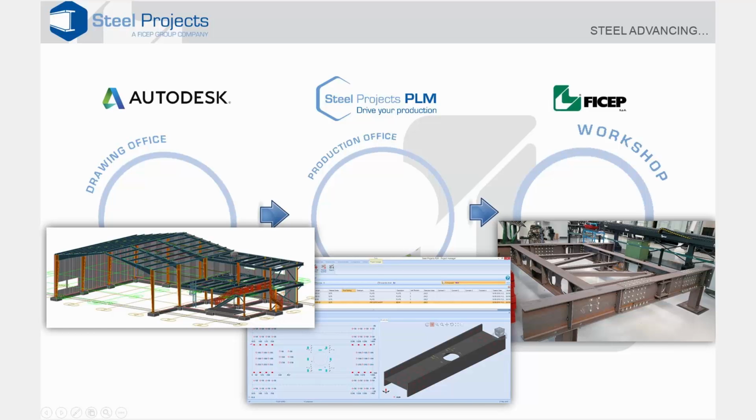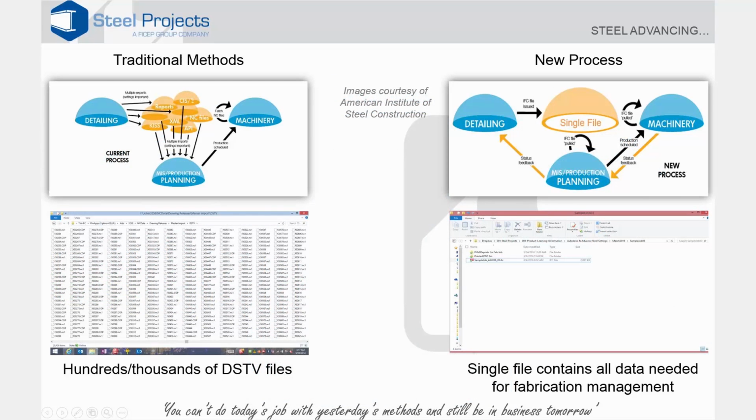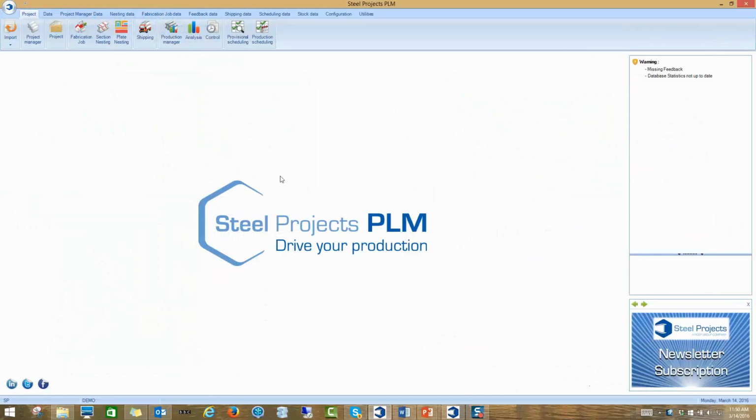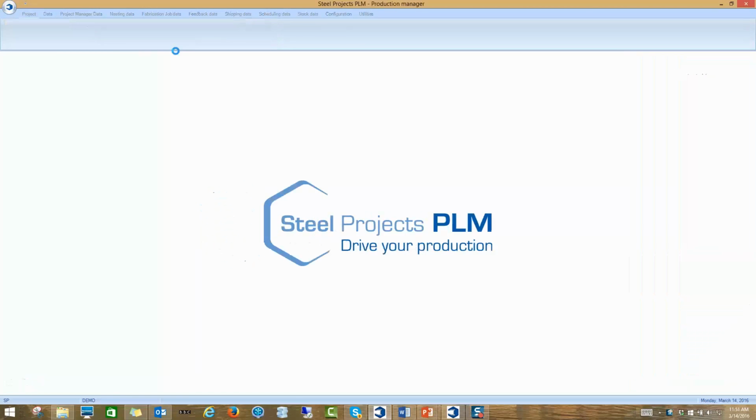And the way that we're going to do this is we're going to take an IFC file. This IFC file was specified by AISC, and the idea is that this is a single file that replaces the way that we've been doing this for a long time, replaces those hundreds of DSTV files. So let's get into the software and start showing you around how this works.